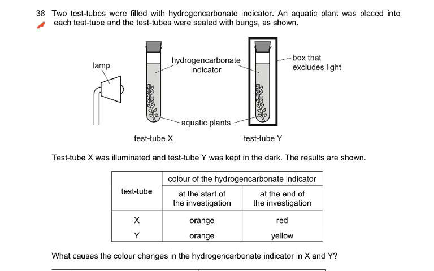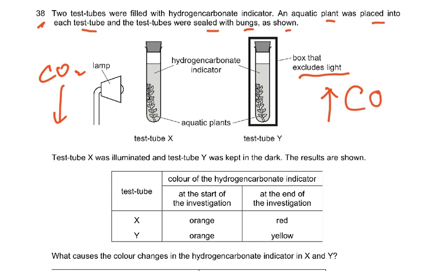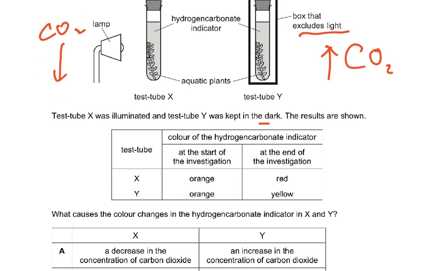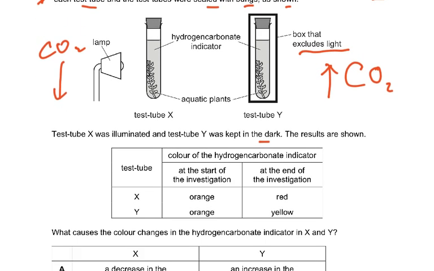Question 38, the two test tubes are filled with hydrogen carbonate indicator. An aquatic plant was placed into each test tube, and the test tubes were sealed with bungs as shown. Lamp, hydrogen carbonate indicator, so that means photosynthesis will take place, so CO2 is going to decrease. Here this is enclosed and excludes light, so respiration is going to take place, and there is going to be more CO2. Test tube X was illuminated, test tube Y was kept in the dark. The results are shown. The color of the hydrogen carbonate indicator in X was orange at the start, and then it became red and orange and yellow.